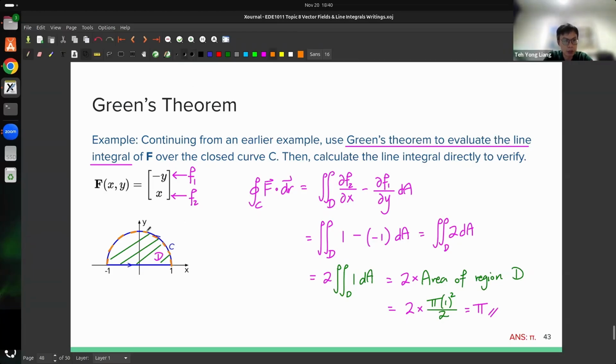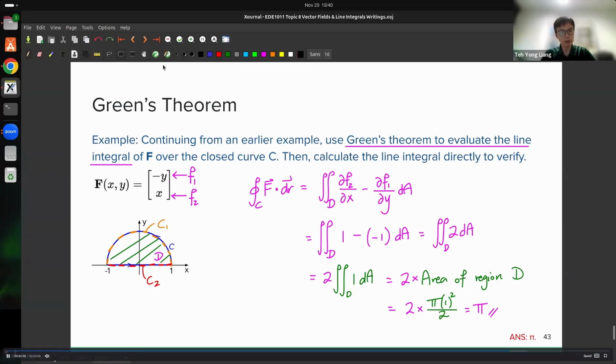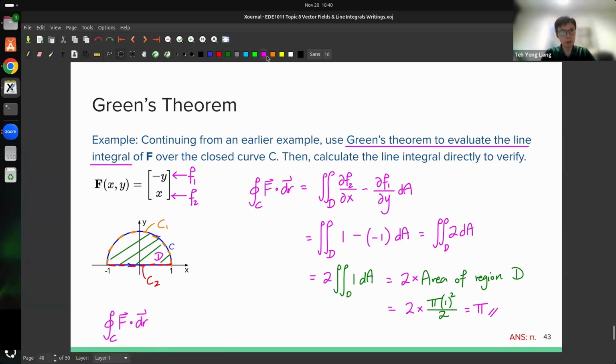Okay, this one is called C1. Then after that, there is another part, which is the bottom part. So this bottom part I call C2. If I integrate this line integral directly, I need to break it up into 2 parts. So I first integrate over C1, the same F dot dr.